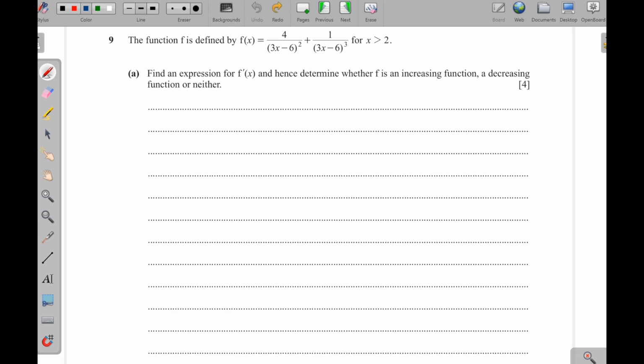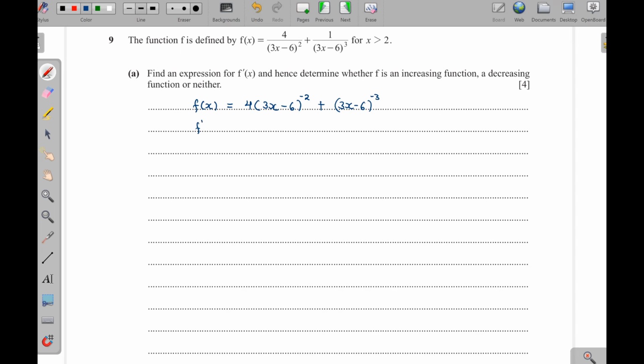Now, part A, find an expression for f prime and hence determine whether f is an increasing function, a decreasing function, or neither. Okay, so our f of x is going to be 4. Then using rules of indices, I'll take that one up. Then we have 3x minus 6, to the power of negative 2, plus again 3x minus 6, to the power of negative 3.